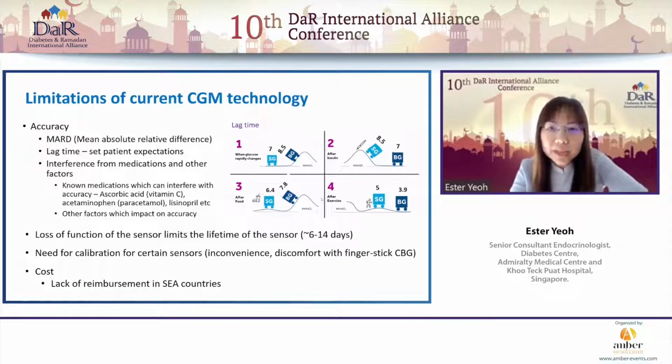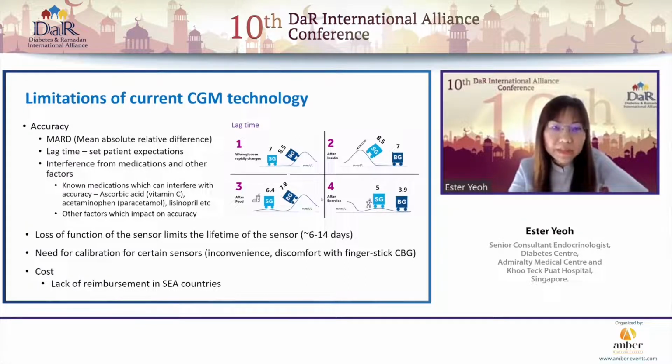So if you look at the image on the right, you will be able to see the lag time. For instance, in number 1, when glucose is rapidly changing, the blood glucose may be on the upward trend, but the sensor glucose may be lagging behind. On the other hand, in number 2, after insulin administration, the blood glucose may already be on the way down, but the sensor glucose is still showing that it's elevated. And similarly, after food or after exercise, there will always be some lag time. So it's important to set patient expectations right.